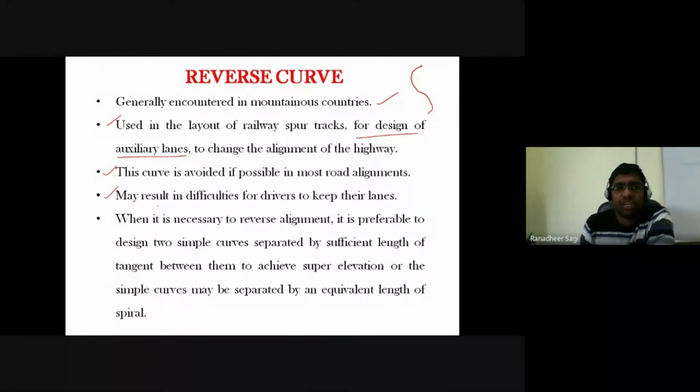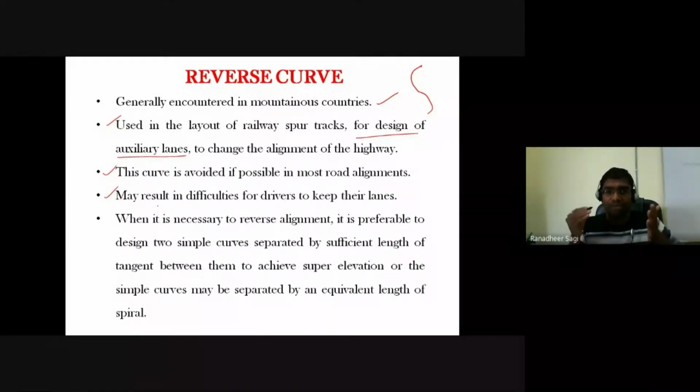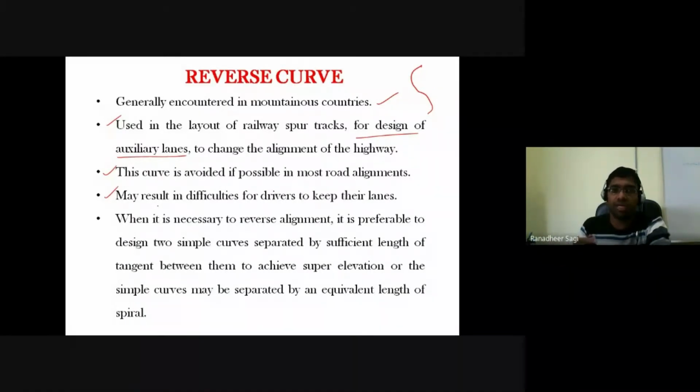It may result in difficulties for drivers to keep their lanes, because when you are trying to travel along these reverse curves, it would be difficult for the driver to stay in the same line in which he is trying to travel. As the curvature is suddenly changing, the driver has to be more cautious while driving through that region.